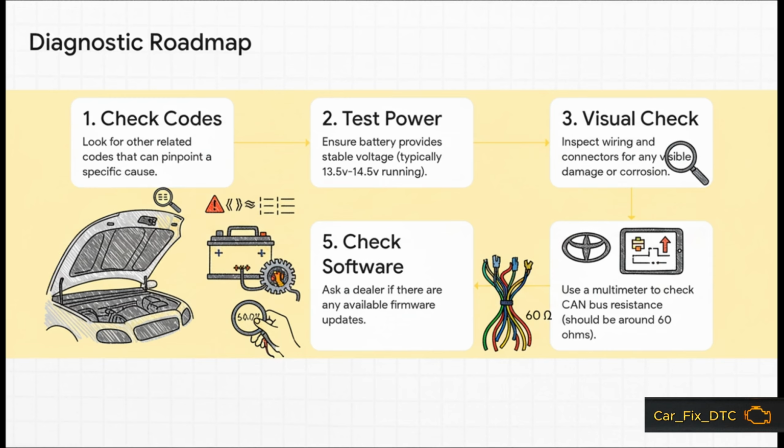After that, just use your eyes. Do a careful visual inspection of the wiring. Look for anything that's frayed, corroded, or just plain loose. If you're comfortable with a multimeter, you can check the health of the communication network itself. You're looking for a reading around 60 ohms. And last but not least, don't forget that sometimes the fix is just a simple software update from the dealer.